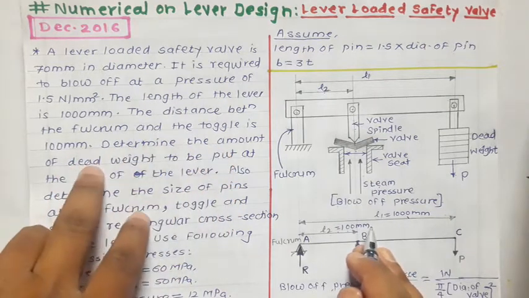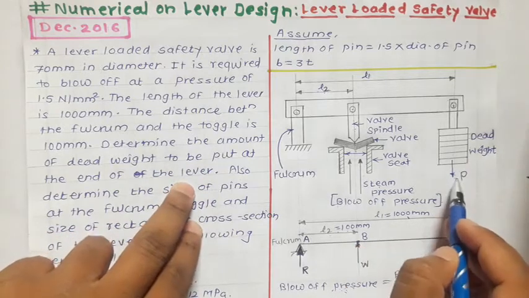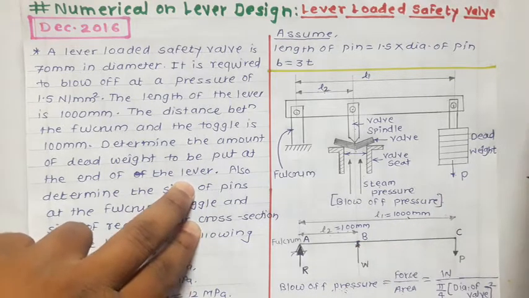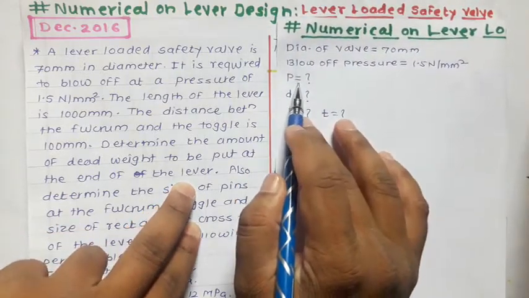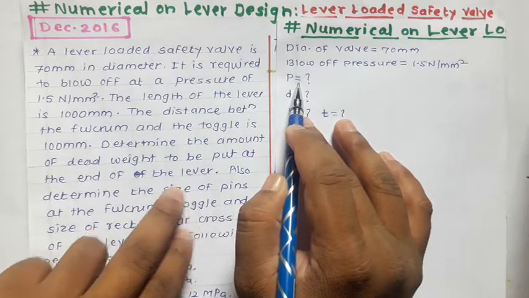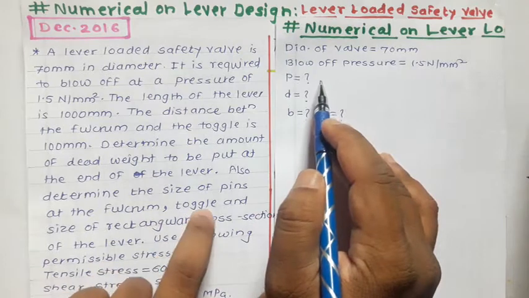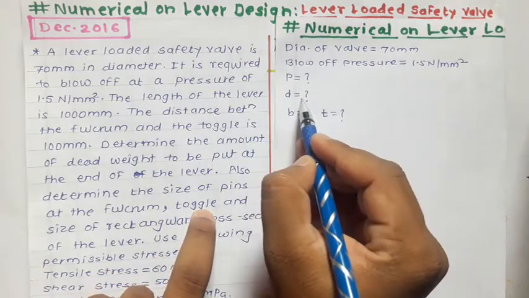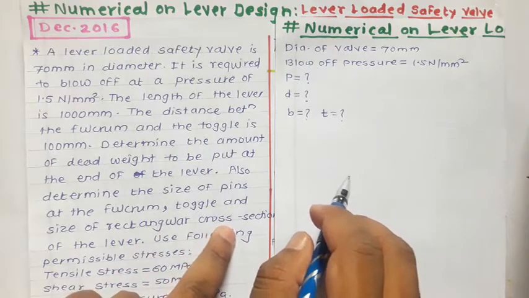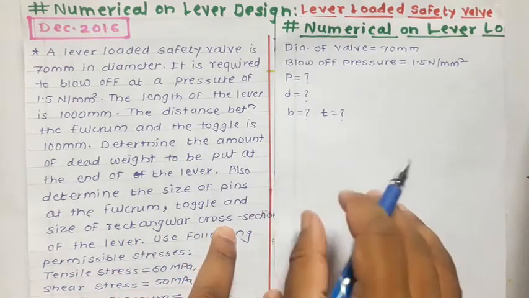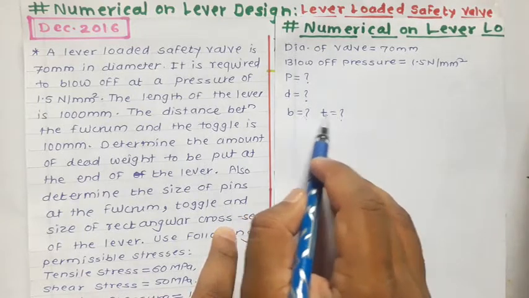Then we have to determine the amount of dead weight to be put at the end of lever, that means we have to find out this force P caused by dead weight. So we write P equals question mark, the amount of dead weight attached at the end of lever. Next, also determine the size of the pins of the fulcrum and toggle, that is the diameter of pin D. And next we have to determine the size of the rectangular cross section. As we know, the rectangular cross section consists of two parameters, width B and thickness T. So we have to determine B and T.